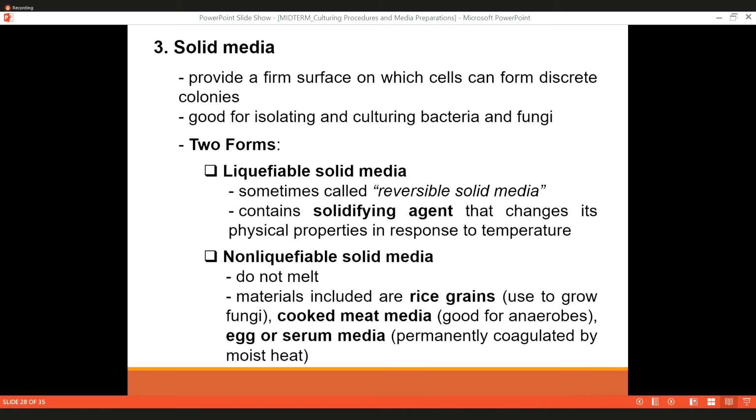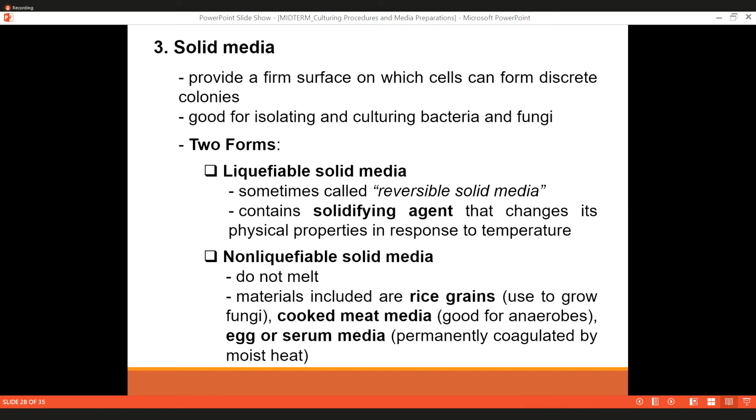Then sa solid media naman class, this is good for isolating and culturing bacteria and fungi. That is why this is considered to be common, no? And then we have two forms, the liquefiable and then non-liquefiable. Sa liquefiable class, very unique ito siya kasi this is considered to be reversible. So pwede siya na solid to liquid and the liquid to solid.